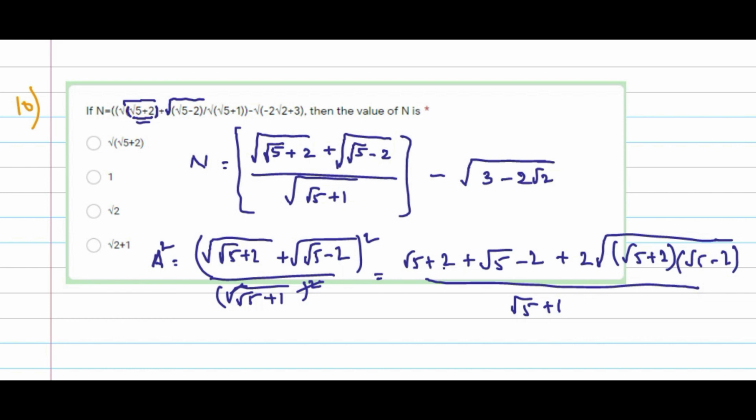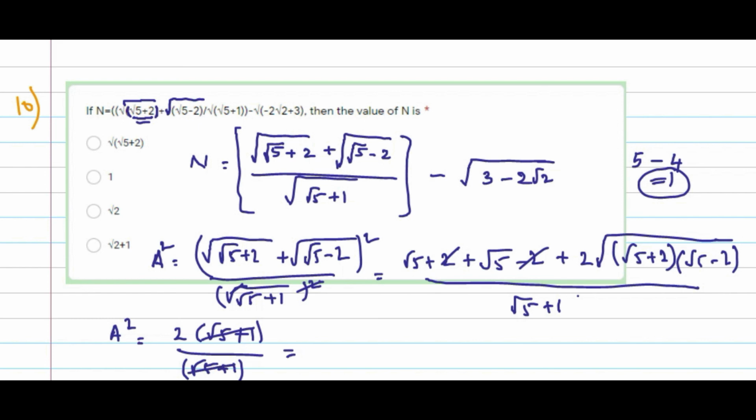So now tell me what this is. The 2 will get cancelled, and if I take 2 as common, so 2 times root 5, and this part would be a square minus b square. a square means root 5 square, minus b square means 2 square, which is 4, so it will be 1 only. So the square root of 1, that is plus 1, divided by root 5 plus 1. So root 5 plus 1 and root 5 plus 1 get cancelled and it will be 2. So a should be equal to root 2. Please substitute here so that we get the answer.